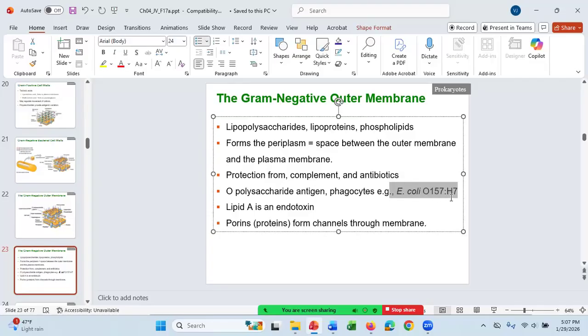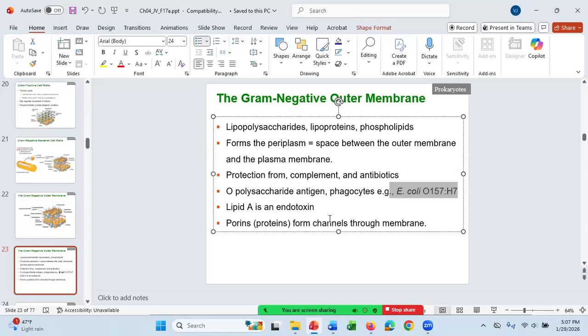You do not want this. You'll get gastroenteritis if you get this E. coli. This is a different E. coli from the normal E. coli, which is in everyone's gut. This E. coli is a human pathogen.